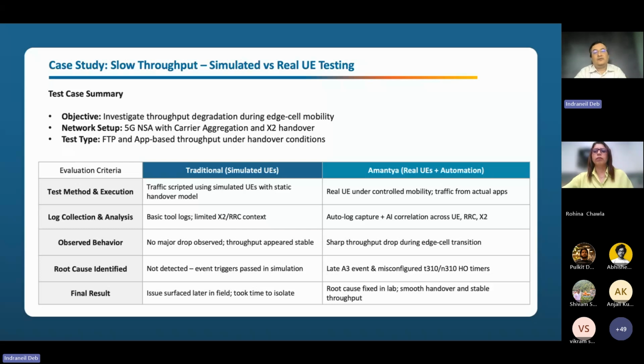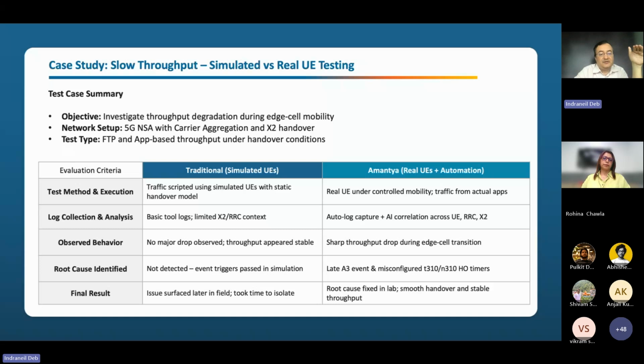What we were doing was downloads, we were doing throughput. So we had a data generator doing DL throughput towards the UE. Every time there was a handover while we were doing the simulated UE part, there was no change, there was no major drop that was observed.